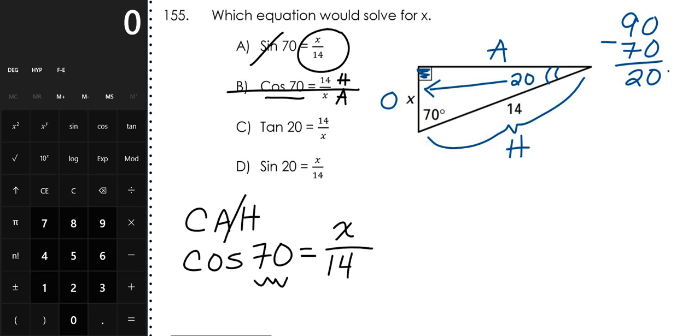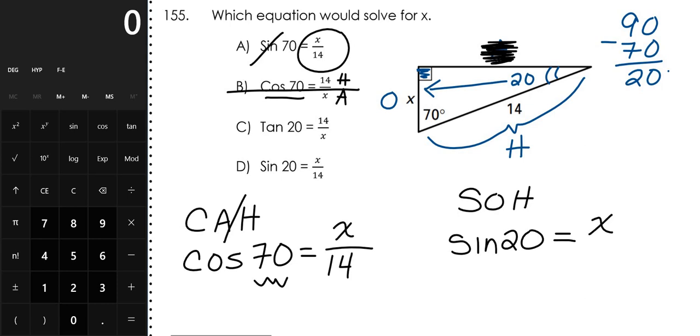Okay, so looking at what I have now, again, adjacent is not going to help me. So I want the trig function that uses O and H. So, SOH CAH TOA. O and H works with SOH, which is the sine function. So now if we do sine of 20, remember we're using 20 now, not the 70, equals opposite x over your hypotenuse of 14.